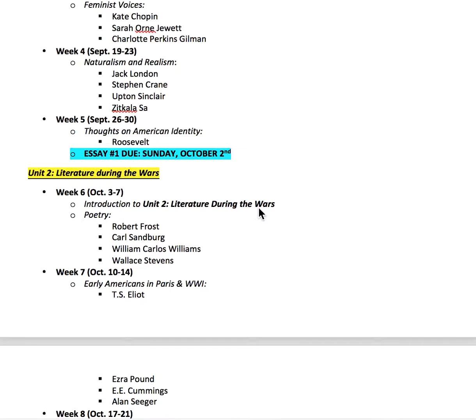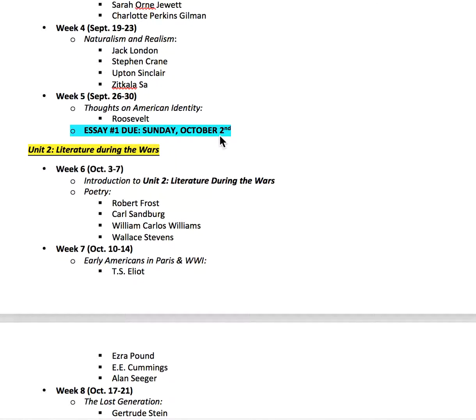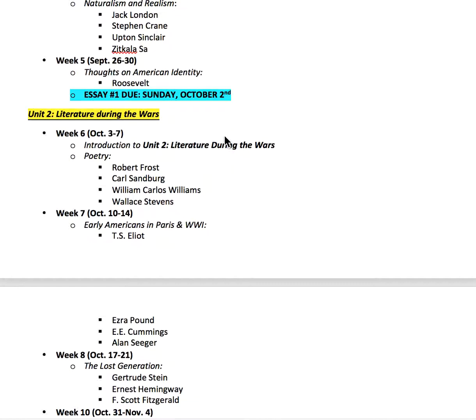And then we'll be moving on to naturalism and realism. And then the last thing we're going to do is just wrap up with a bit of Roosevelt and his thoughts on American identity in week 5. And your essay will be due on Sunday, October 2nd at midnight. So that will be your first essay. And then we're going to jump right into our second unit.